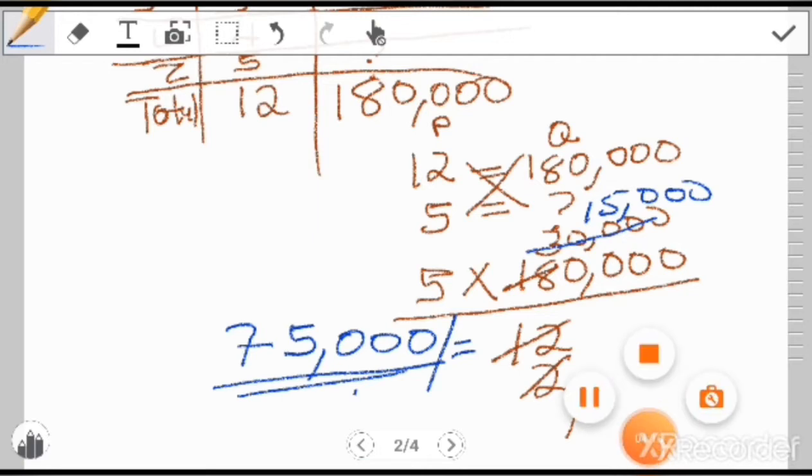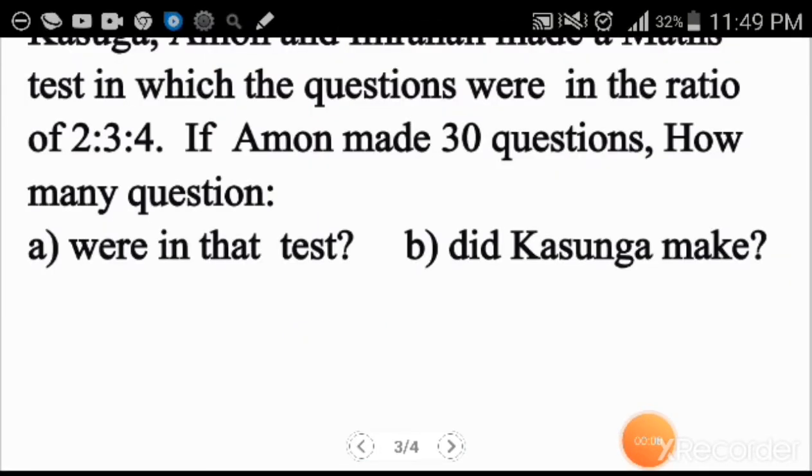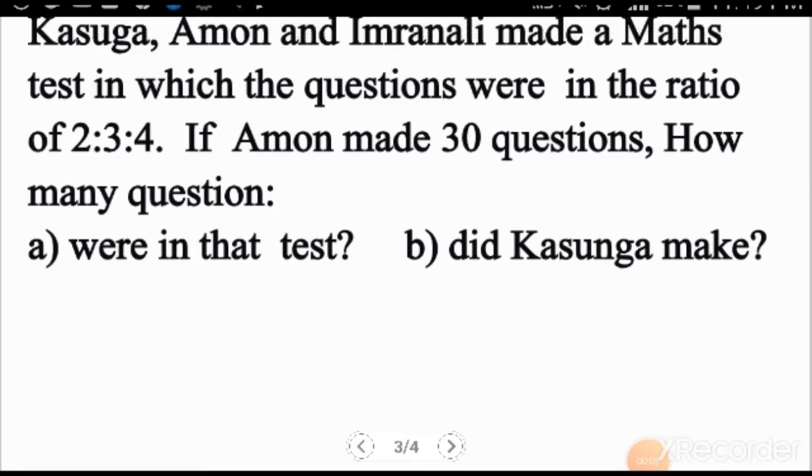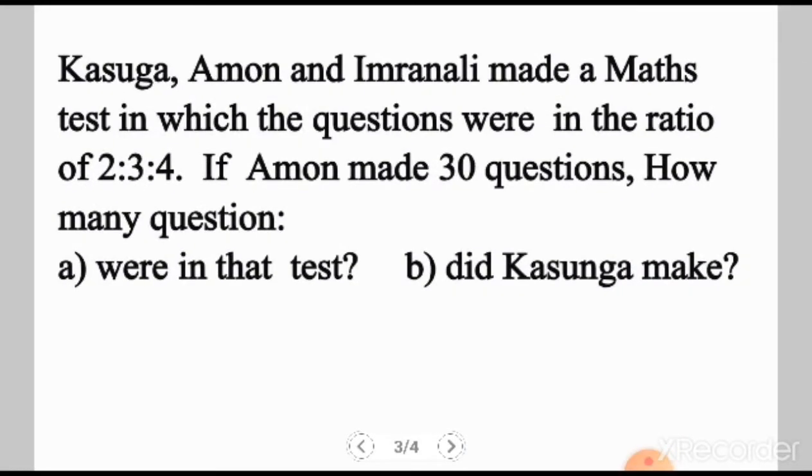Let us solve another question. Kasunga, Amon, and Imranal made a maths test in which the questions were in the ratio of 2, ratio 3, ratio 4. If Amon made 30 questions, how many questions were in that test? How many questions did Kasunga make?